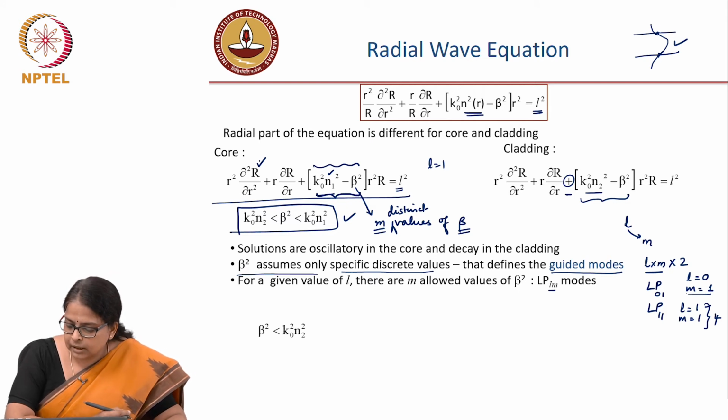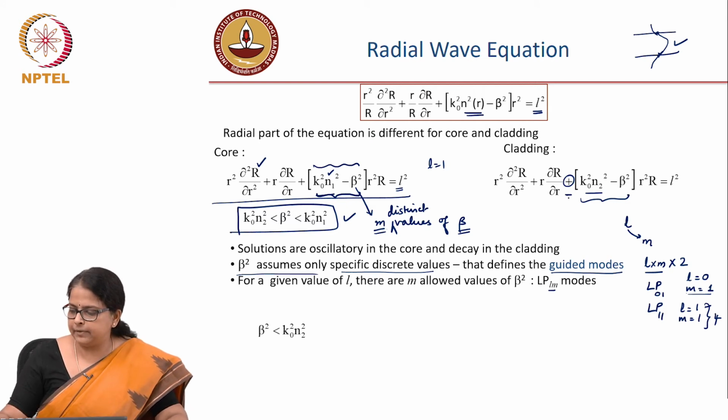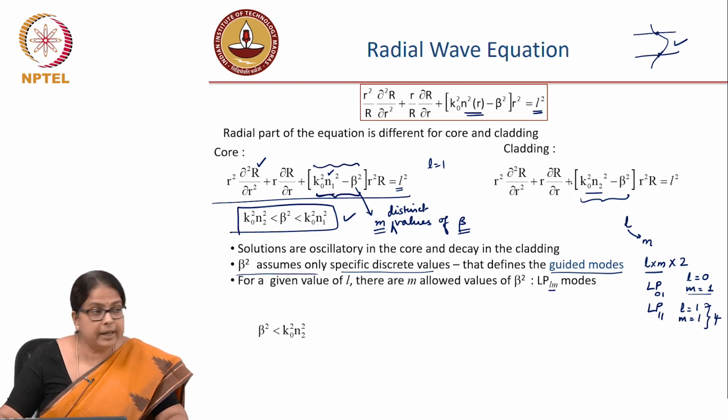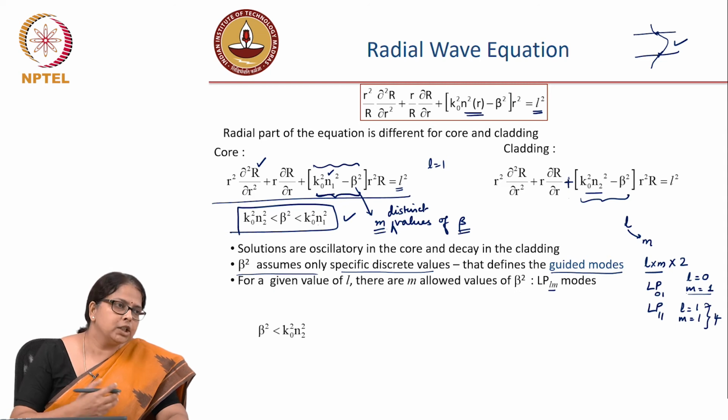So, the other possibility we said is, what happens if this becomes positive, in the sense that beta square is less than k naught square n2 square? What happens in that case? In the earlier case we demanded that this became negative, but in this case it is not becoming negative, it is still positive. It means that I have oscillatory solutions in the cladding also. I have supported modes in the cladding also.